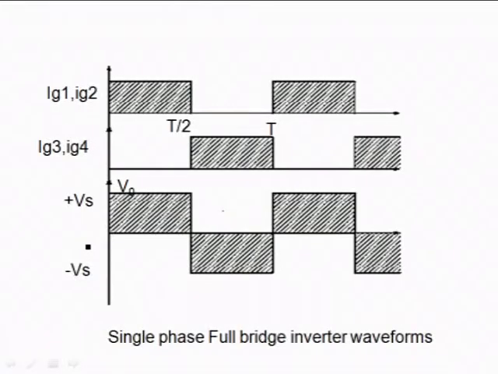These are the waveforms. These are the gate signals Ig1 and Ig2, and this is Ig3 and Ig4. When Ig1 and Ig2 are on, Q1 and Q2 are on, and the output voltage V naught is plus Vs. When Q3 and Q4 are on, we get minus Vs. This is the output voltage waveform. So, in the single phase full bridge inverter also, we are getting alternating voltage.